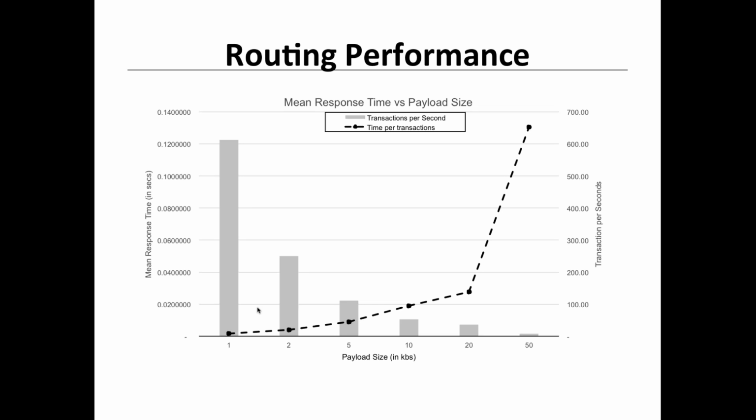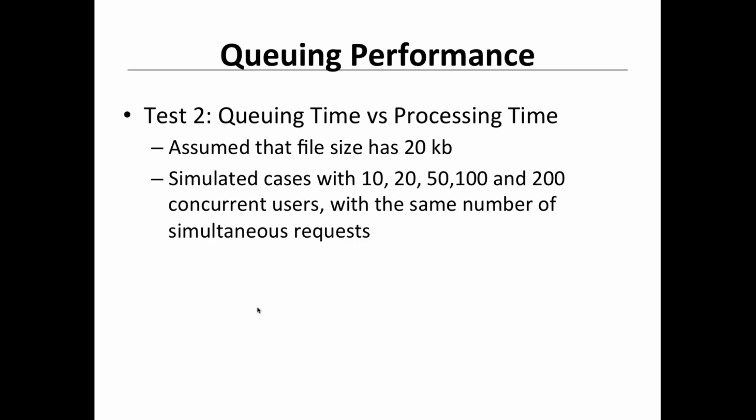It is also interesting to note that on a standalone basis, if we send a 1 kilobyte file to the ESB, it can process 600 transactions per second. Versus if we send a 50 kilobyte file, I think it is not shown in the graph, but it's less than 10 transactions per second.